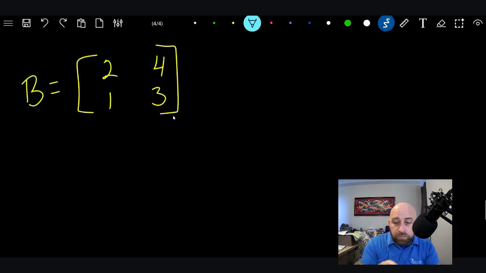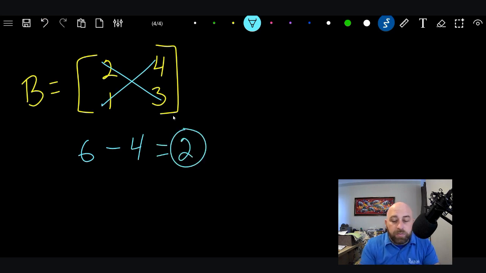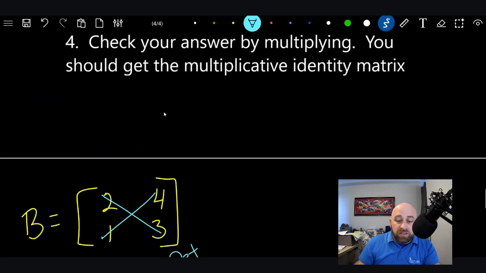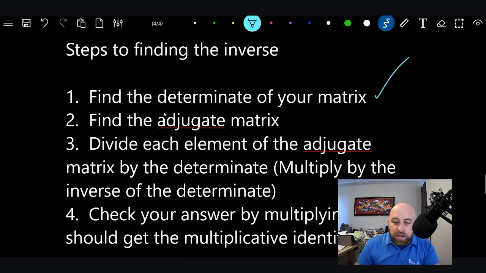So find the determinant. How do we do that? How do we determine the determinant? Well, we take the diagonal, multiply it. 2 times 3, 6. We take the antidiagonal. 1 times 4 is 4, and we subtract those. And that gives us 2. The determinant is 2. Okay? Write that D-E-T. That's our determinant. That's step 1. Step 1, check.